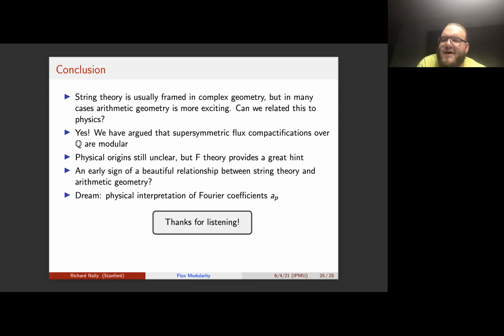But I think that the fact that F theory really does reflect this arithmetic structure is a strong hint that there is something there. And so I would like to hope that this is an early sign of a relationship that we can develop between string theory and arithmetic geometry that hopefully can reproduce the successes string theory had in informing and being informed by complex geometry. And I always like to close my talks on an optimistic note. So let me just say that a dream outlook for this field would be a physical interpretation of the Fourier coefficients a_p. So that's what I wanted to say.